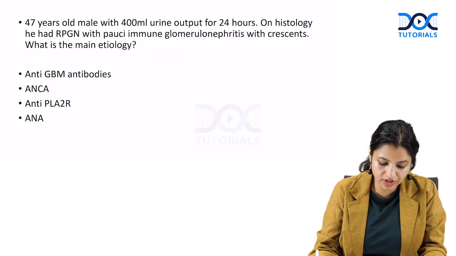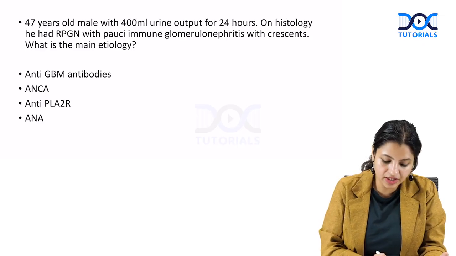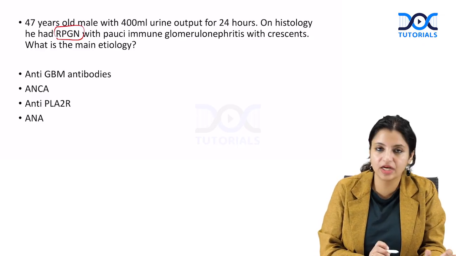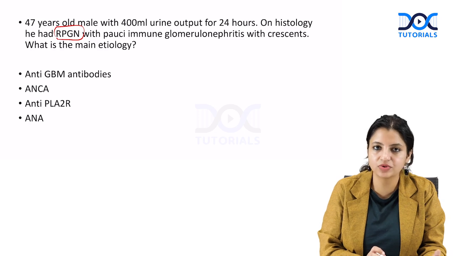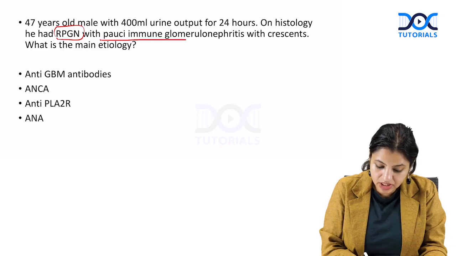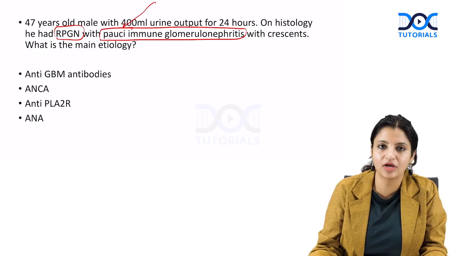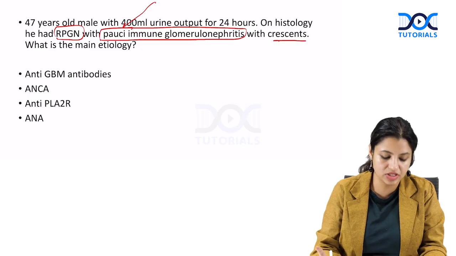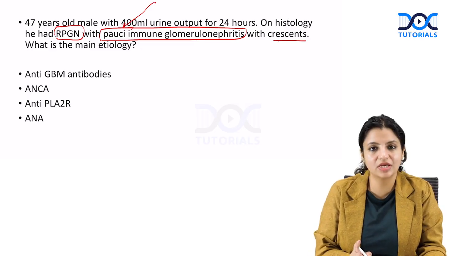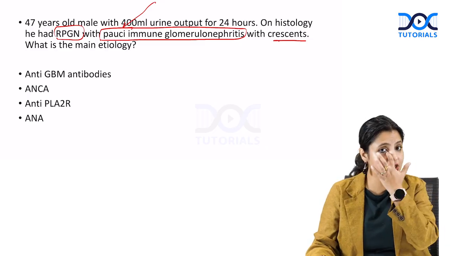So this is a 47-year-old male who has decreased urine output for 24 hours, and histology showed RPGN, rapidly progressive glomerulonephritis. You know, this will show you crescents, but with pauci-immune glomerulonephritis. So this is a catch here. It was pauci-immune glomerulonephritis. So the crescents are there, but it's pauci-immune. So they have asked you what is the main etiology of this. Okay, so this is a super easy question if you understand the mechanism.